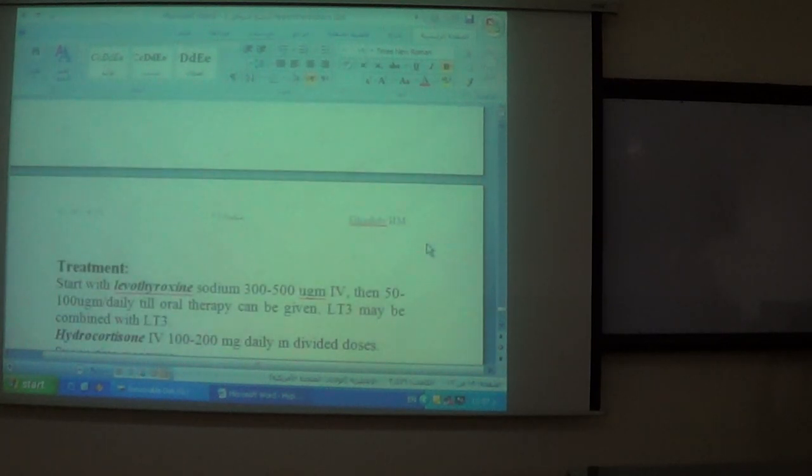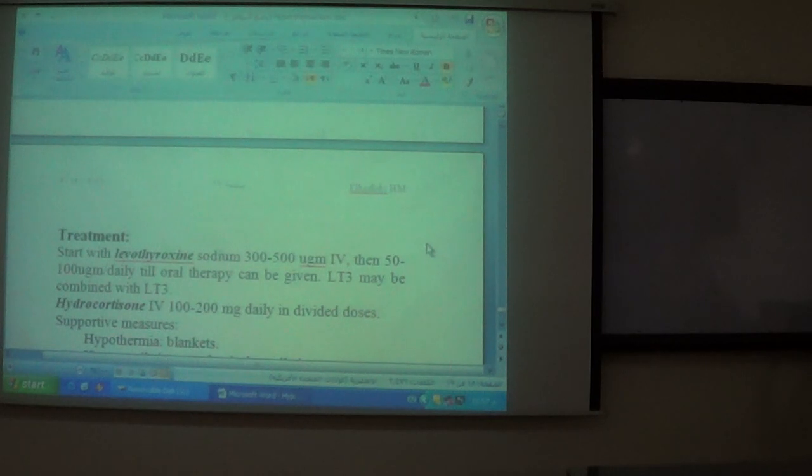Treatment of myxedema coma starts with levothyroxine, 300 to 500 microgram IV, then replacement daily dosing as usual. T3 IV may be given if available. We here in Egypt don't have parenteral therapy. We give oral therapy.